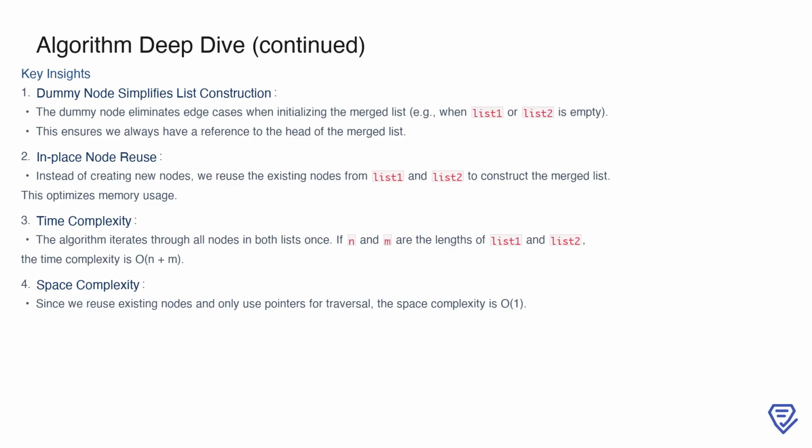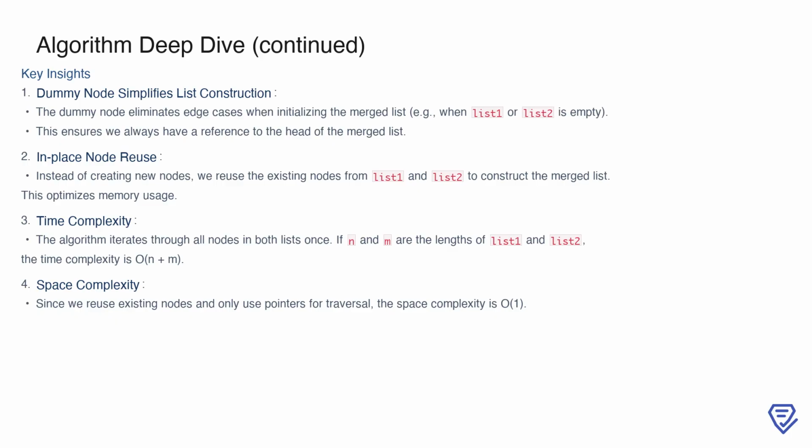Second, we optimize memory usage by reusing the existing nodes from list 1 and list 2 instead of creating new ones. This in-place reuse of nodes ensures that the algorithm remains space efficient. In terms of time complexity, the algorithm is highly efficient because it iterates through all nodes in list 1 and list 2 exactly once. If the lengths of the two lists are n and m, the time complexity is O(n + m).